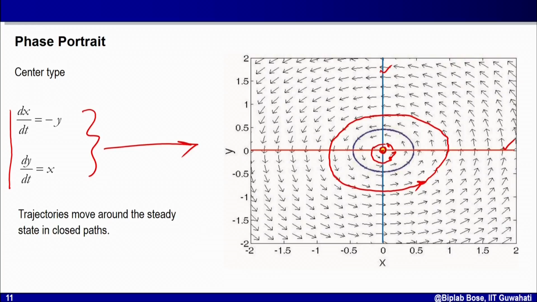You do not go back to that. But if you are slightly away from it, you are in a closed path. So that's why it is called center type.